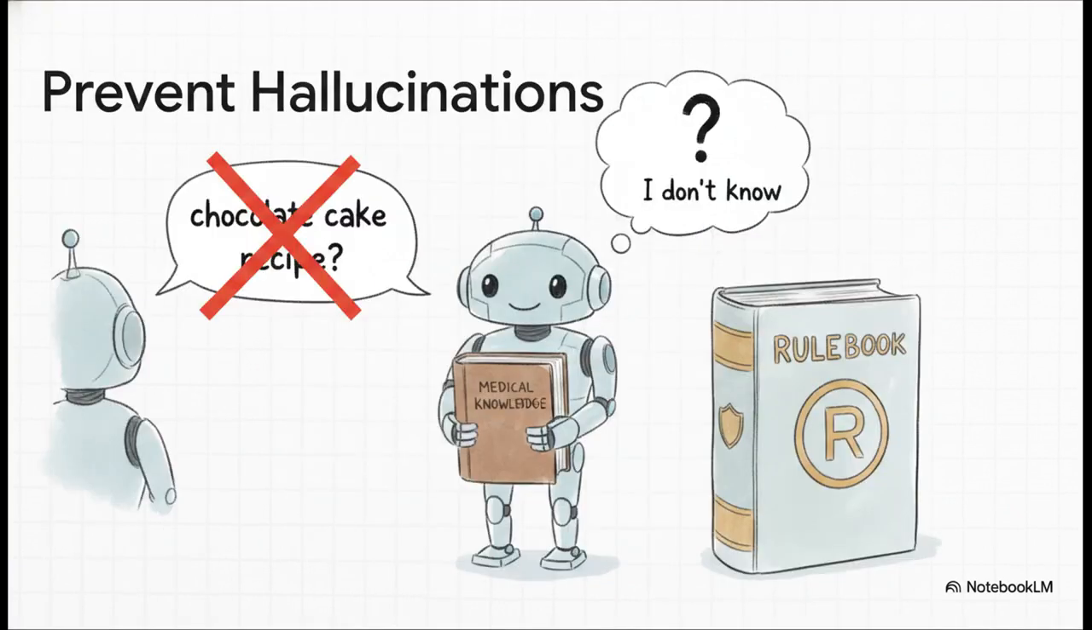But wait. What if the user asks our medical science PDF for a chocolate cake recipe? A normal AI might hallucinate and just make up a recipe to try and be helpful. In a professional app, hallucination is totally unacceptable. We prevent this by setting explicit boundaries in our LangChain prompt. We give it a strict rule: answer only from the provided context. And we add a failsafe. If the answer is not in the document, strictly say, "I don't know." This forces the AI to stay perfectly honest.